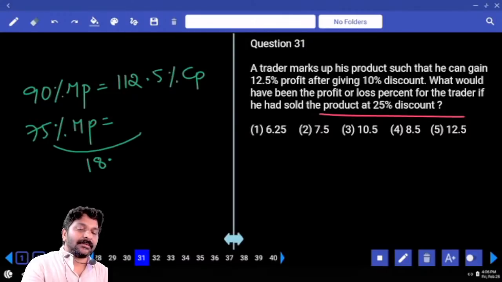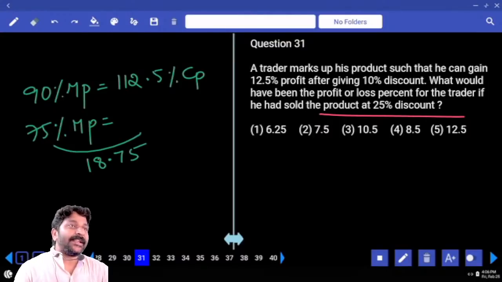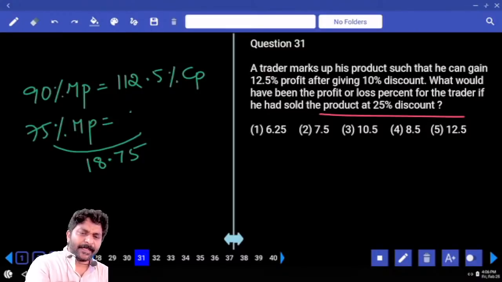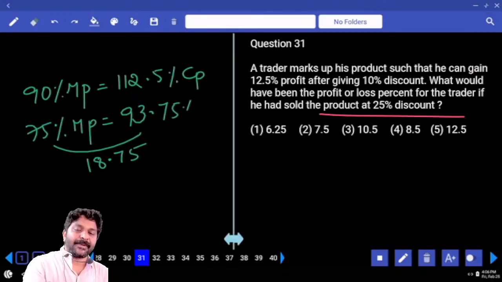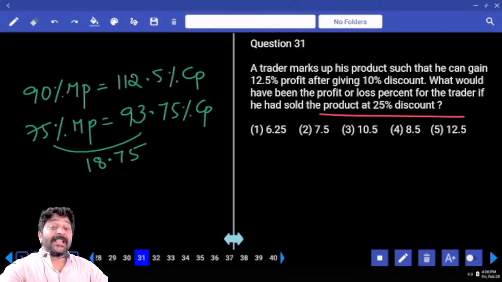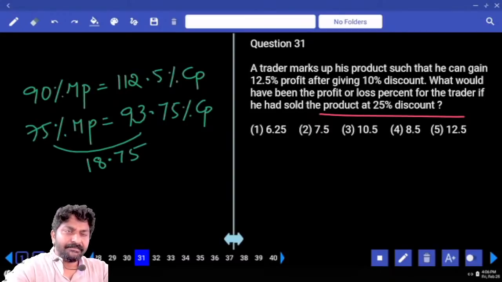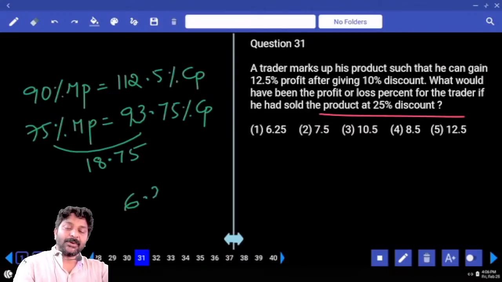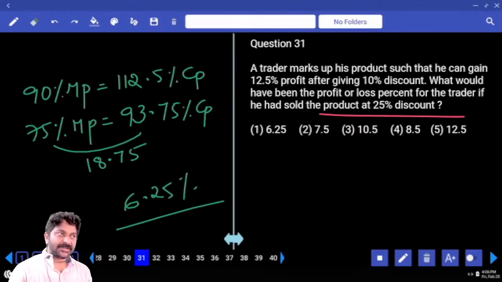1/8. 3 by 4 means 75. Right, correct. 75 plus 18.75. How much is the total? 93.75% of the cost price. If by selling an item you get 93.75%, are you getting profit or loss? How much loss? 6.25%. First option is the answer.